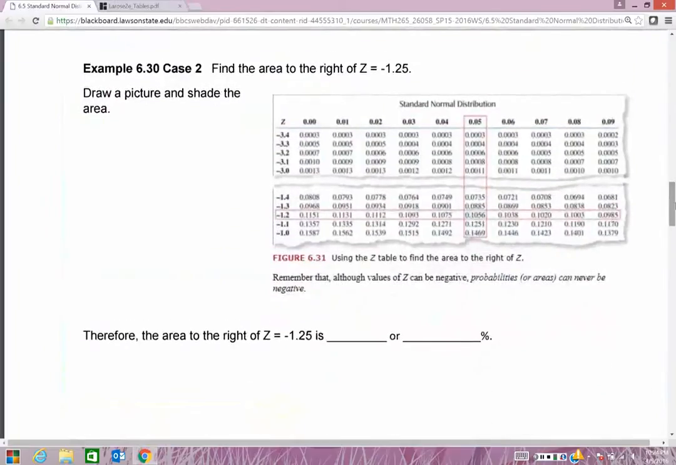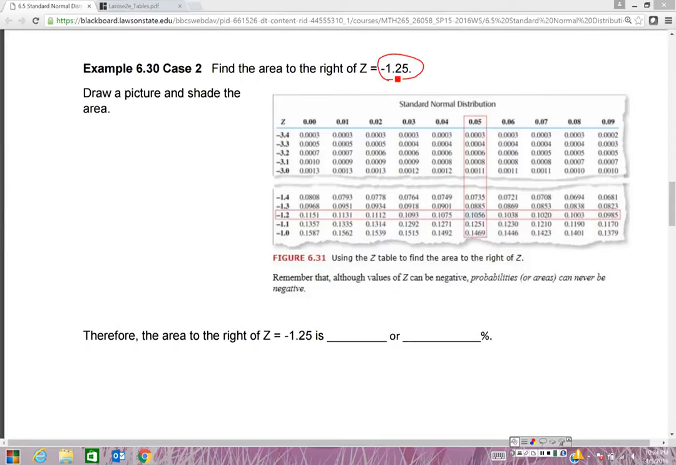So in this video, I'm going to show you how to find the area to the right of a z value. Alright, so let's get started. Alright, in this first example here, find the area to the right of negative 1.25.